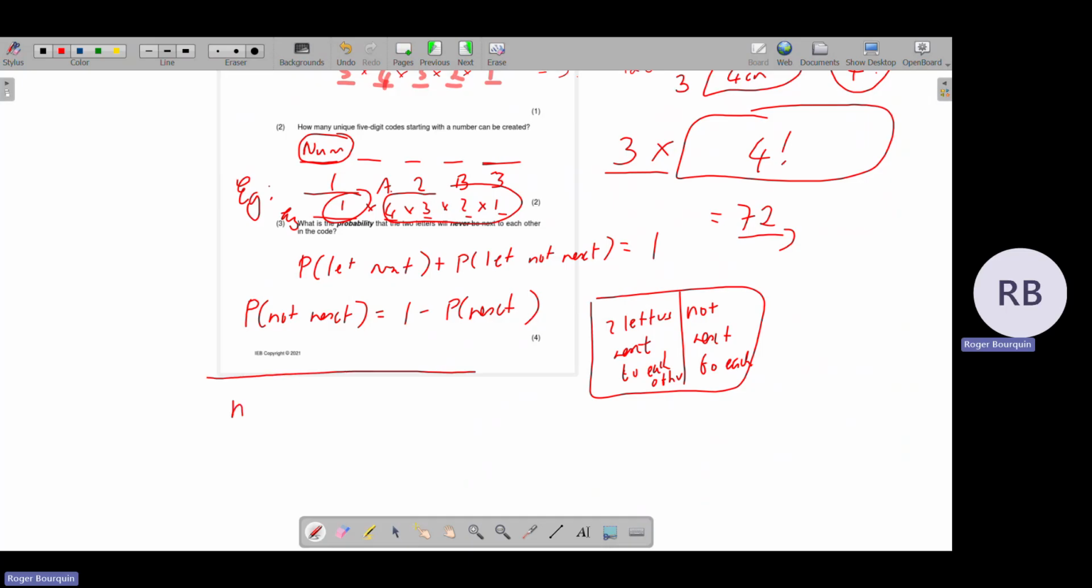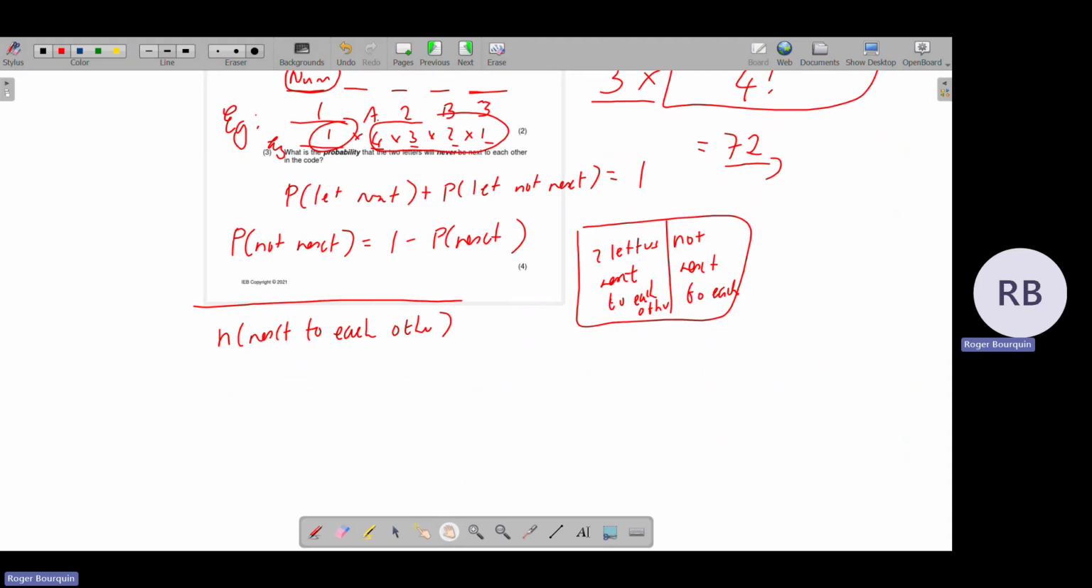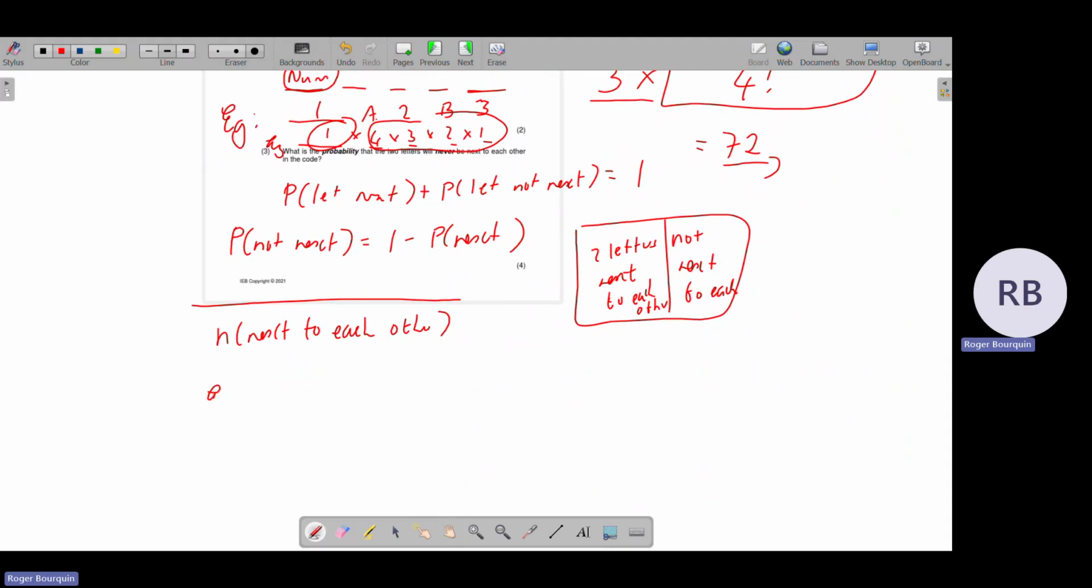Well, what's the number of ways they can be next to each other? What's the arrangement they're going to be? An example of the arrangement, it's just an example, would be the number 1. Then you'd have A and B next to each other. You agree? Then I could have 2 and 3.